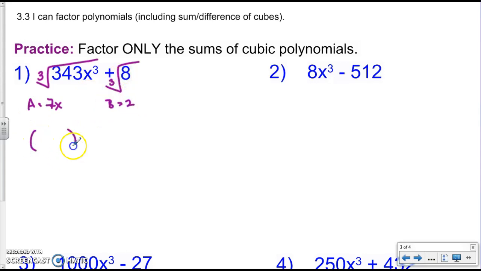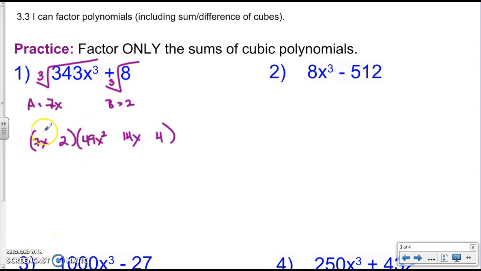So no matter what my sign is, when I plug these in, I'm going to do the same thing. I'm going to bring my a down and bring my b down. And I'm going to square my a, so 7 squared is 49, and then x squared. And I'm going to square my b to get 4, and then I'm going to multiply the 2 together to get 14. Okay, I apologize for the baby's cries.